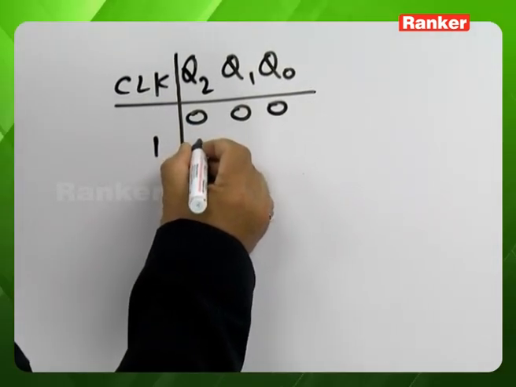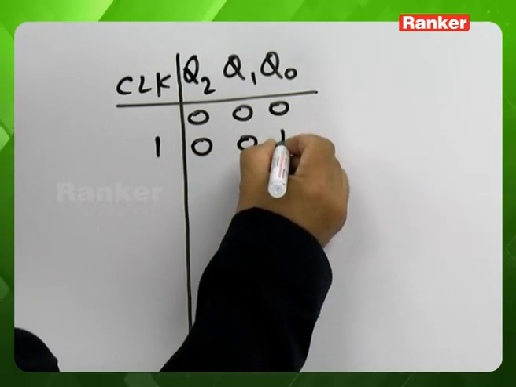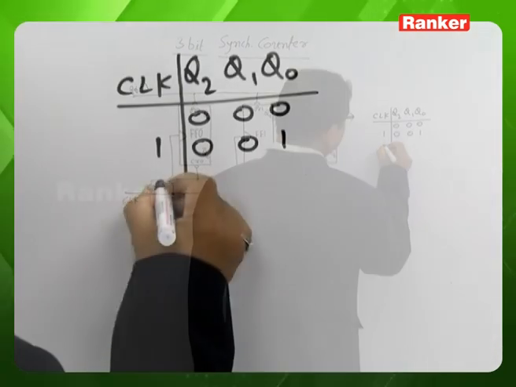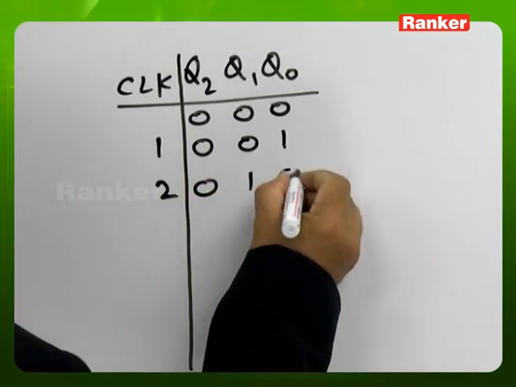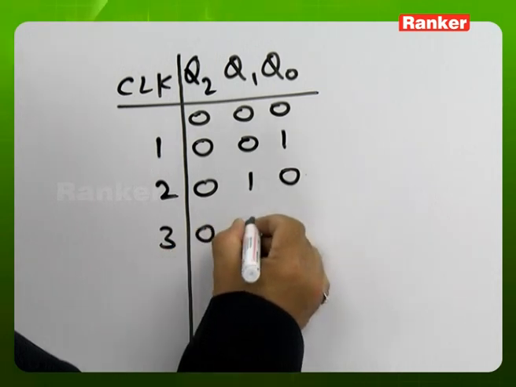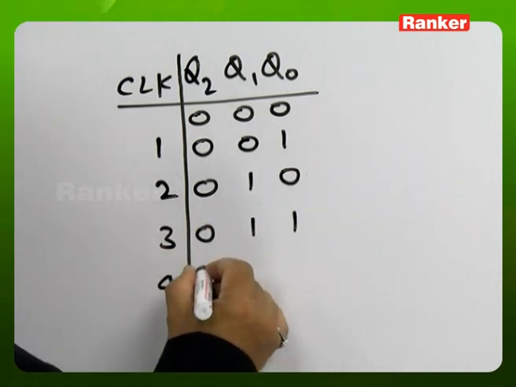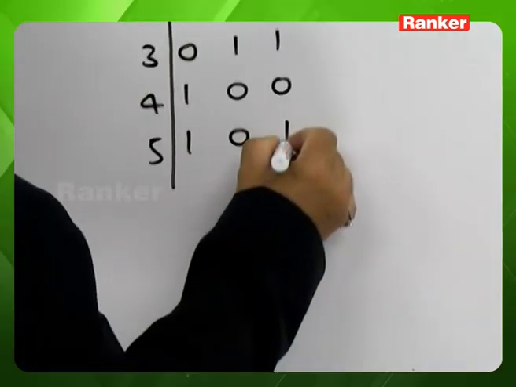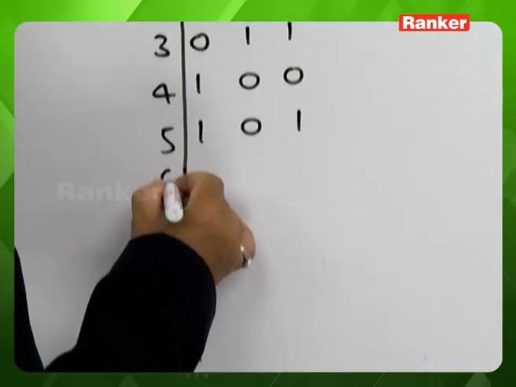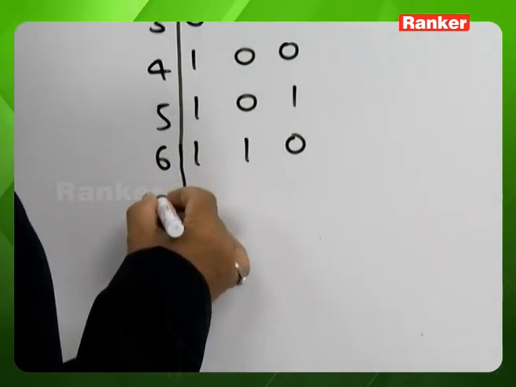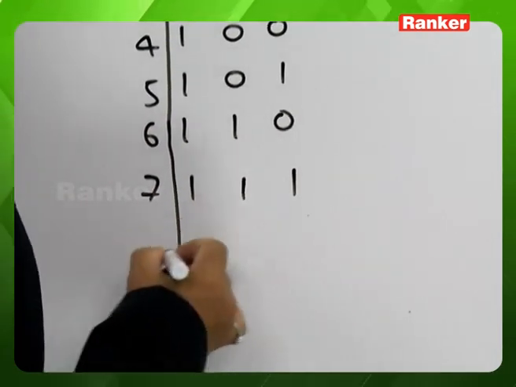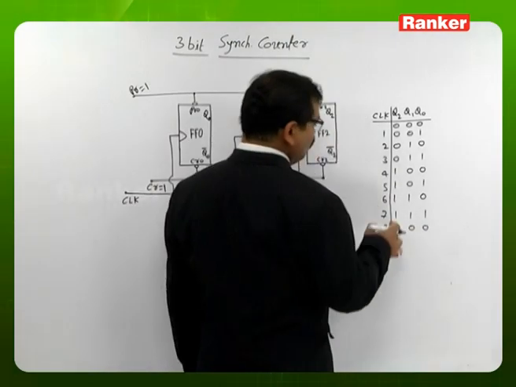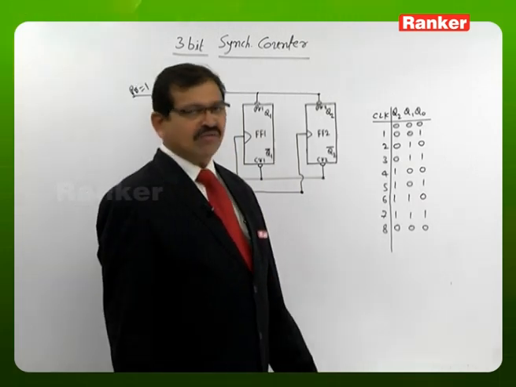After first clock pulse, we want the state of the counter to be 001. After second clock pulse, the state of the counter must be 010. After third clock pulse, it must be 011. After fourth clock pulse, it must be 100. After fifth clock pulse, it must be 101. After sixth clock pulse, 110. After seventh clock pulse, it is 111. After eighth clock pulse, it must go back to 0. It is the switching sequence we want to have in this counter.